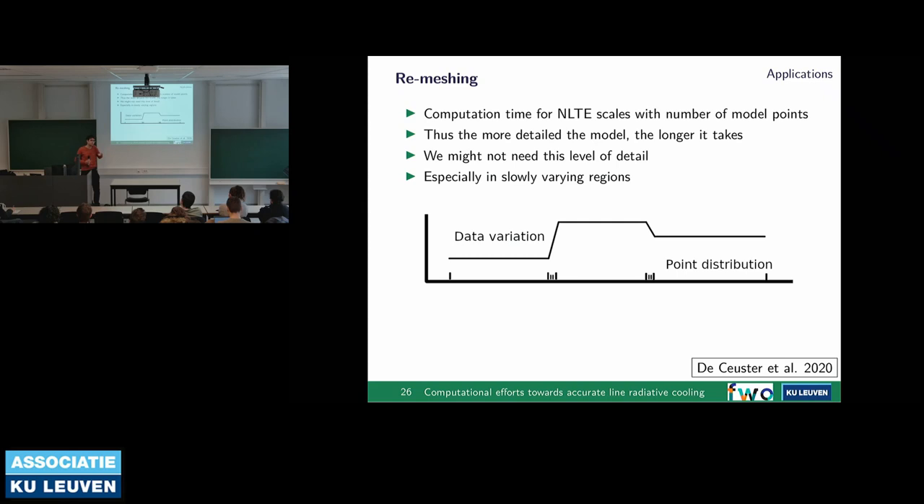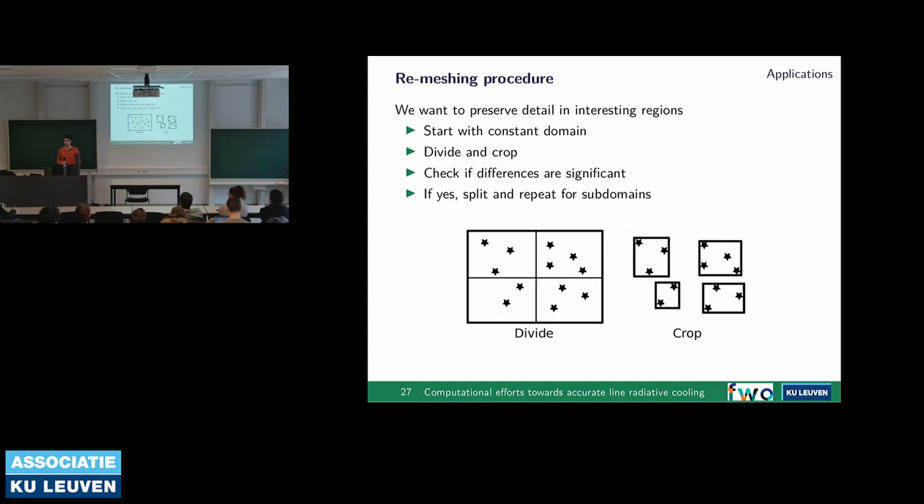So I've just plotted a simple illustration here. Just an arbitrary data axis, an arbitrary point axis, and I want to put points in locations where there is some data variation, not where there is no variation in the data. So this idea is not exactly completely new.